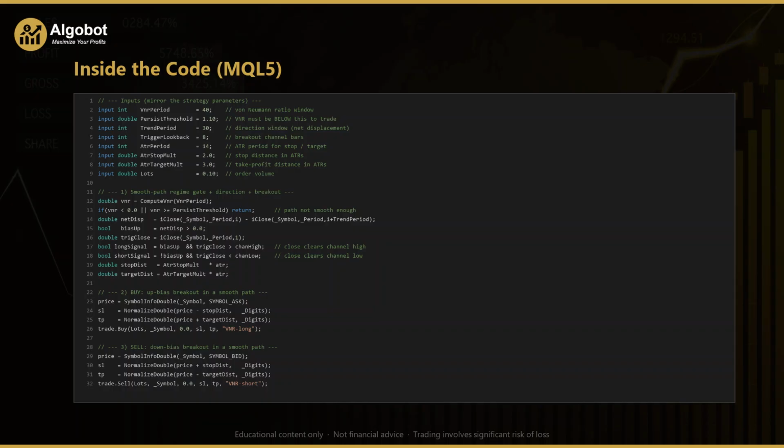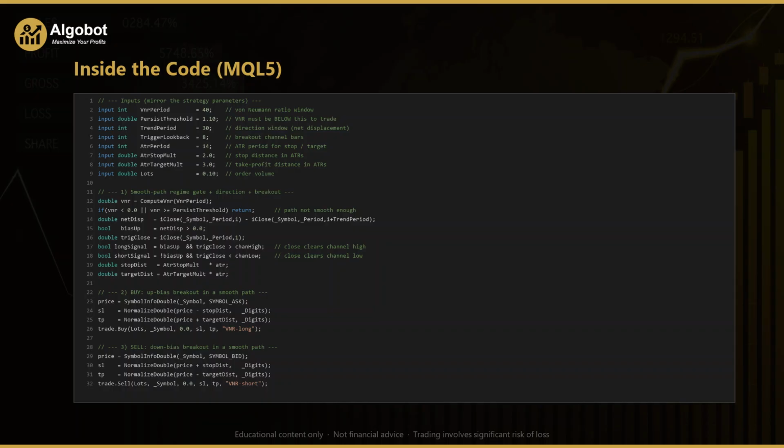At the top are the input parameters you can adjust in the strategy tester or on a live chart. VnR period is the window the von Neumann ratio is measured over, set to 40. Persist threshold, at 1.10, is the ceiling the ratio must stay below before any trade is allowed. Trend period of 30 sets the direction window, and trigger lookback of 8 defines the breakout channel. Then we have the ATR period of 14, along with the stop multiple of 2 and the target multiple of 3, and finally the order volume in lots.